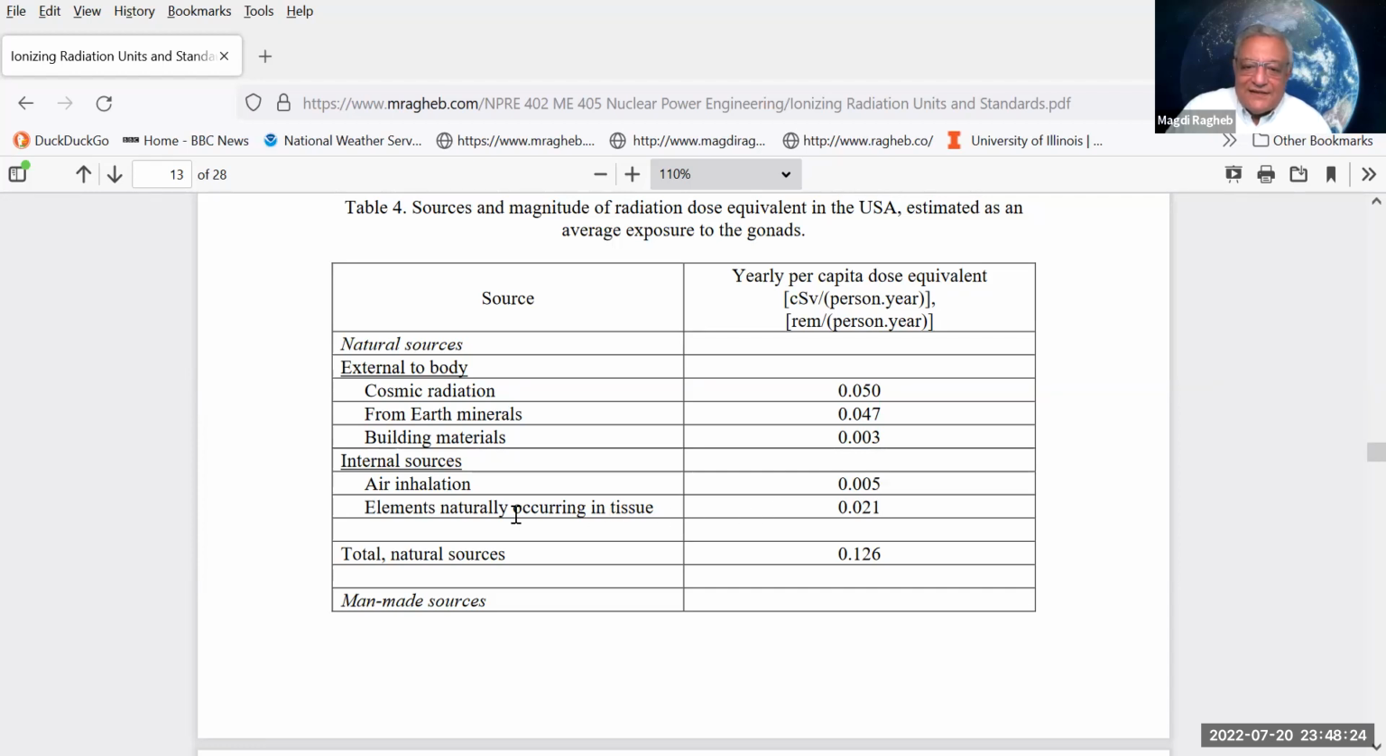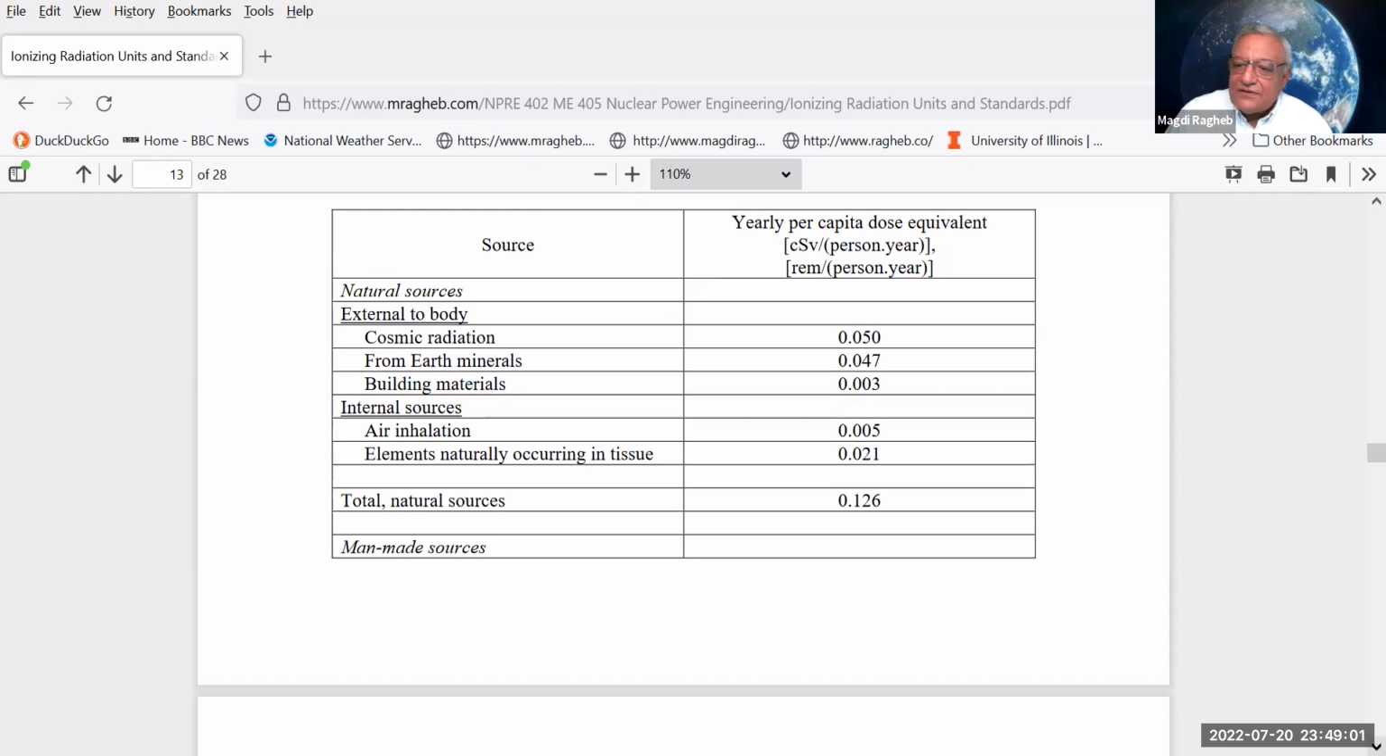But in our own body, elements naturally occurring in tissue, we have, as I mentioned, the potassium-40 typically, as well as the carbon-14. We get 21 millirem per person per year. So we can say that from the natural sources, a number to remember so that we can make a comparison later on: if you add the radiation external to the body and radiation that comes from internal sources, each one of us is getting 126 millirem per person per year. And that's a natural environment. Humans and plants have evolved in the radiation environment.